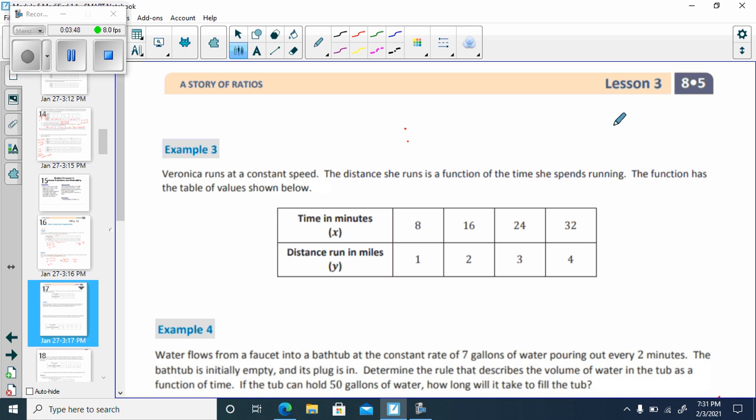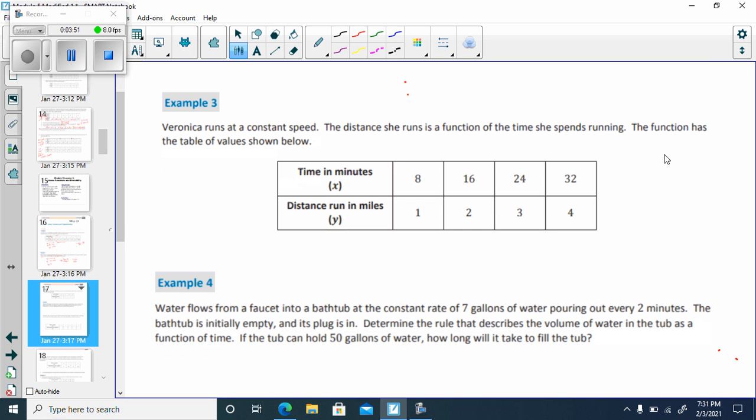Let's look at example 3, and we're going to write a linear equation on this one. Veronica runs at a constant speed. The distance she runs is a function of time she spends running. So we're writing a function, right? The function has the table values shown below. Okay. Now, first off, we need to know if this is linear. Yep, it says constant speed, so we've got a linear equation. Y is equal to mx plus b. Well, b would be the value at 0. If she's run 0 minutes, she hasn't gone anywhere, has she? So b is 0.